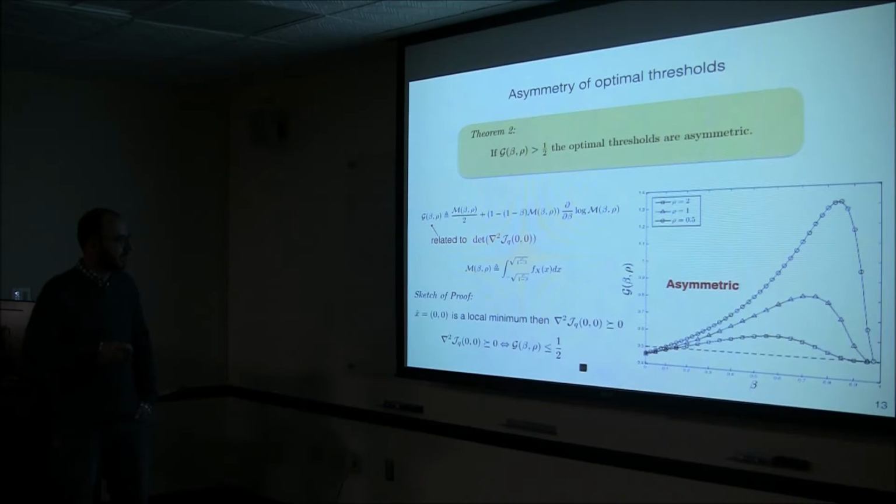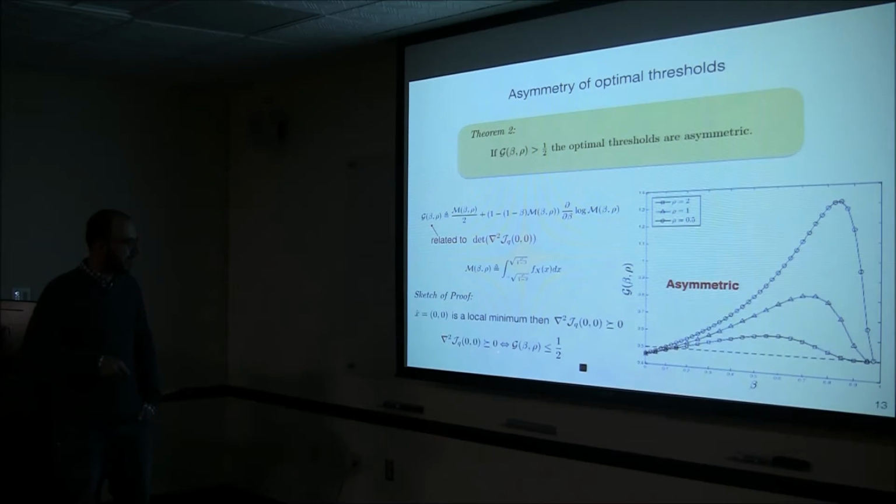And is given by this expression here. The sketch of the proof is as follows. If the origin, or the point x equal to 0, is a local minimum of the cost, then the Hessian at that point must be positive semi-definite.